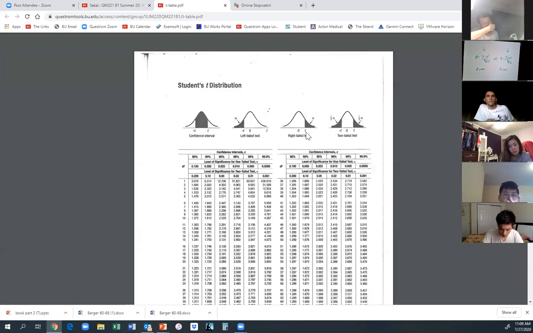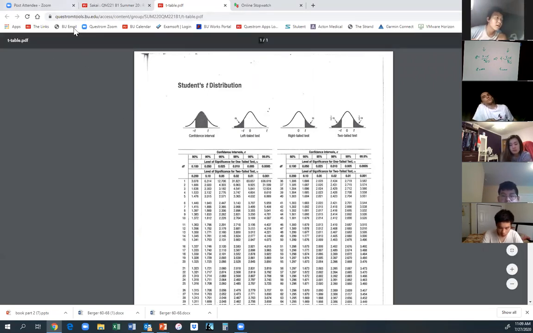Okay. So the T-table is very similar to the Z-table in terms of it always starts at the middle. Okay. So I'm going to show this in just a second. So I'm going to show my document camera once this thing prints out.